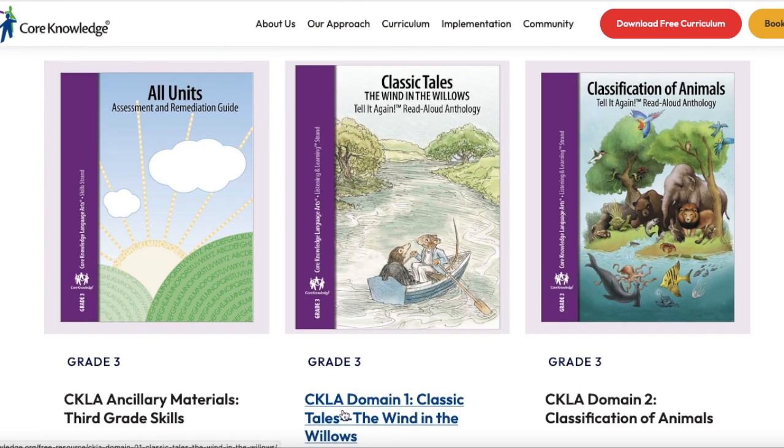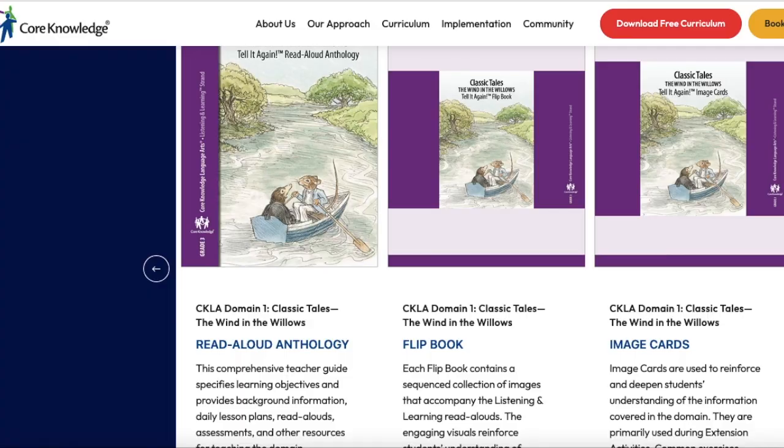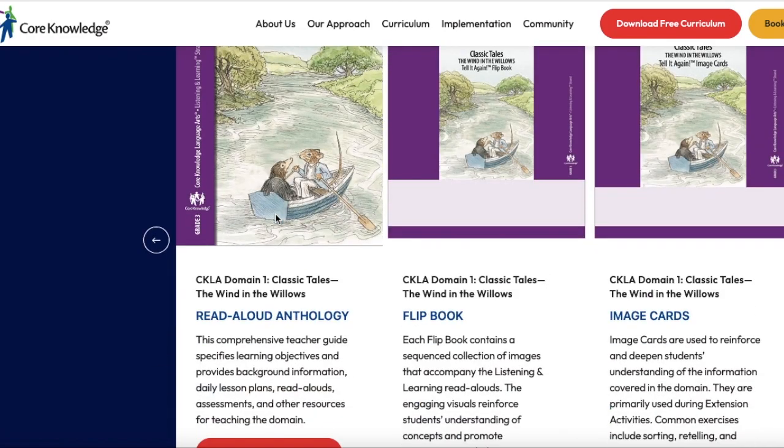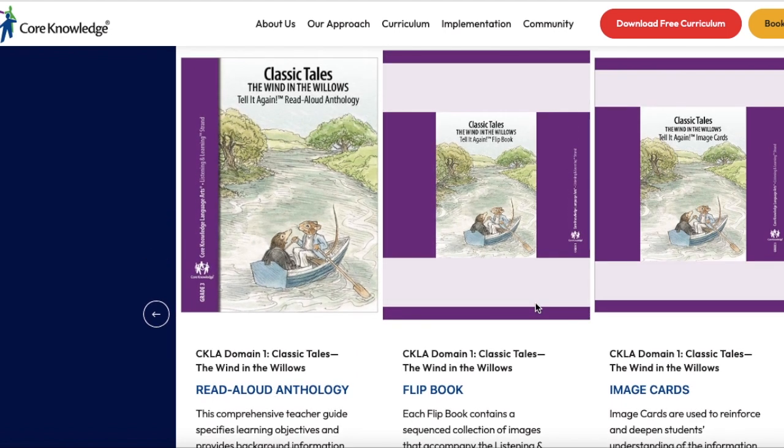So let's look at the teacher guide. That takes us in here. Your read aloud anthology is your teacher guide. Your flip books are the images you're going to be using. So whether that's The Wind in the Willows, that's their story. It is a condensed version, it's not the original, but we did compare it to the original because I do own The Wind in the Willows.